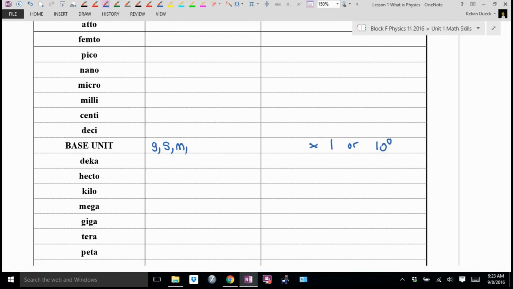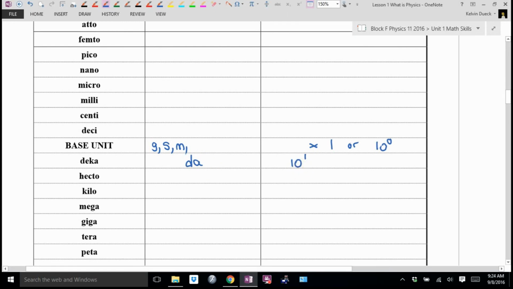Deca. What's the abbreviation for deca? I don't know because I haven't memorized it. Read it, please. Someone? Anyone? DA, lowercase or uppercase? Because it makes a difference. All lowercase, da. Thank you. And I think that's you multiply by 10 to the 1 or 10.